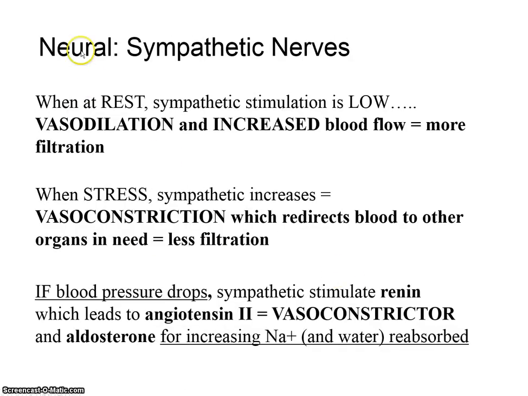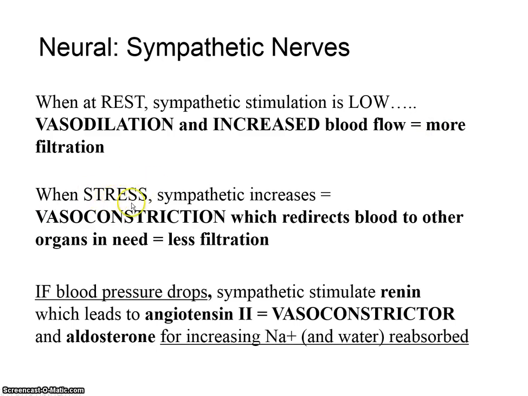All right, so the control comes down to, oh, I know, surprise, neural and hormonal. So the neural division is, of course, sympathetic nerves, because, again, the smooth muscle of blood vessels is only actually innervated by sympathetic. So you either have sympathetic impulses being sent or you don't. We don't really have a role for the parasympathetic here. So when you're at rest, right, the sympathetic stimulation is low, right, because, again, sympathetic is fight or flight. So there's vasodilation, so bigger tubes, and, of course, this means increased blood flow, so more filtration.